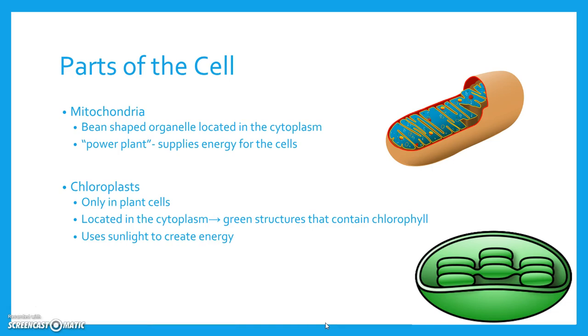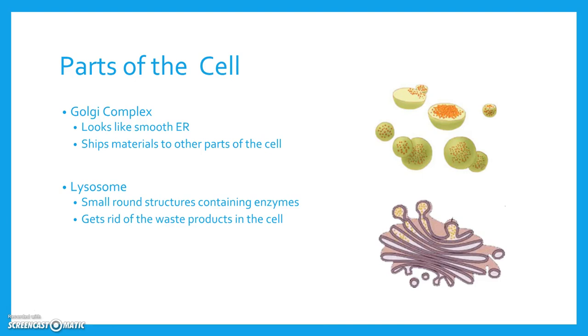Mitochondria are bean-shaped, and they're located in the cytoplasm. These are your power plants. They make your energy. So think about photosynthesis. When they make the energy from the light, it goes to the mitochondria to supply it. Then there are chloroplasts, which are only in plant cells, and like I just said, they use sunlight to make energy. And they contain chlorophyll. The Golgi complex looks like ER, but it really isn't, and it ships materials to other parts of the cell. It's basically like UPS or FedEx.